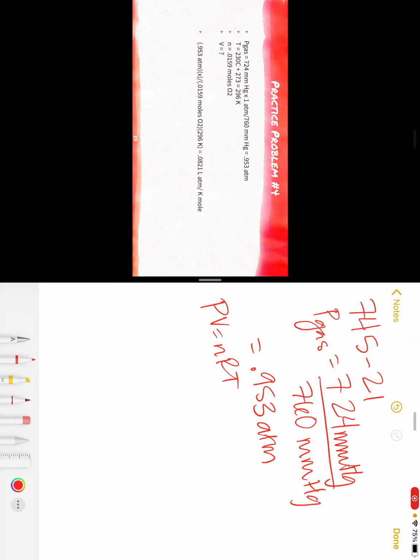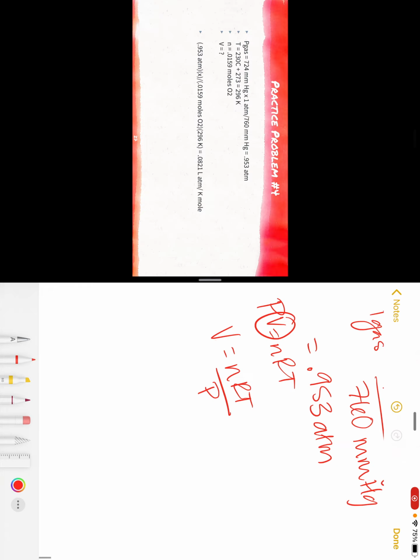Okay, so I'm looking for volume, which means pressure equals nRT, rearranged for volume. N we solved for earlier. It's moles of oxygen, so 0.0159 moles. R, since this is atm, is going to be 0.0821.